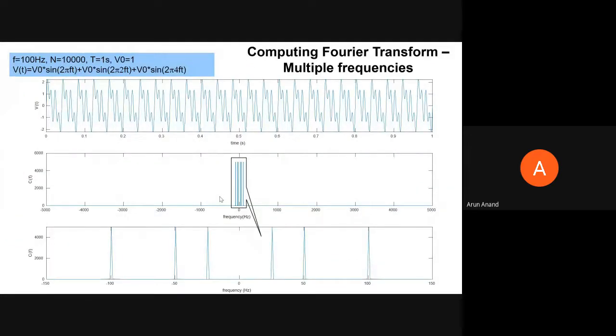Okay, now let us go to a signal. It's a slightly more complex signal. Instead of a sine wave, I am adding 3 sine waves. I'm taking f, 2f, and 4f. So here it is 400 hertz, here it is 200 hertz, and here it is 100 hertz. Okay, so this is the signal.